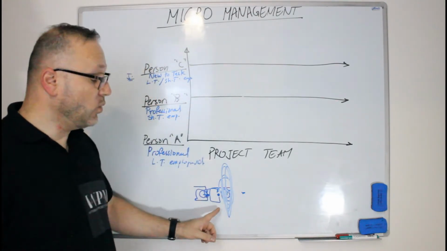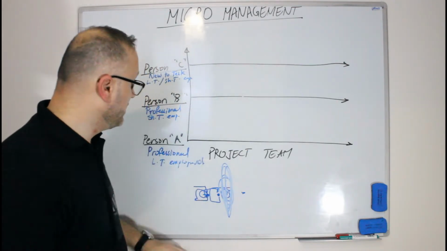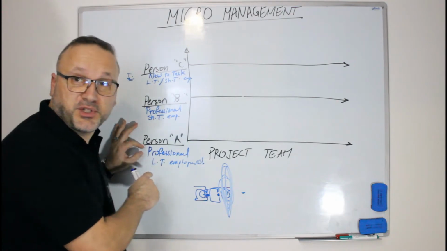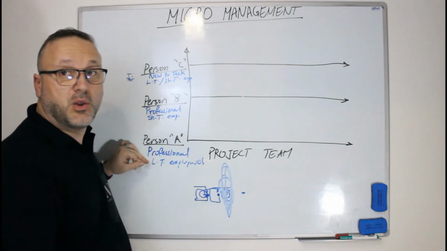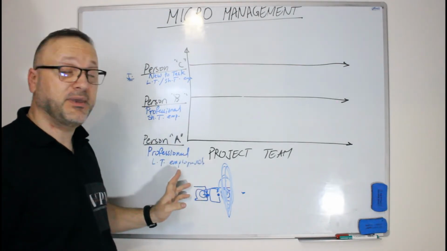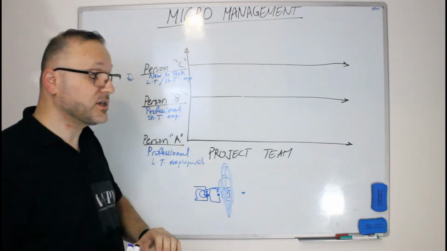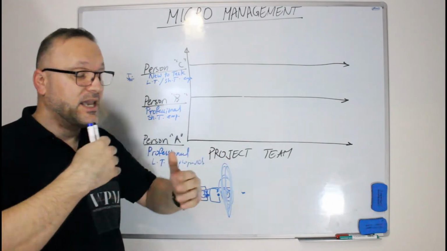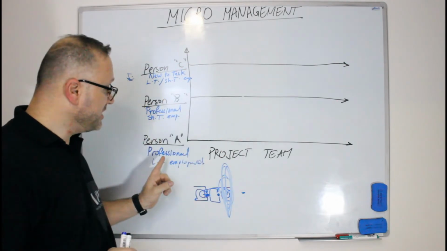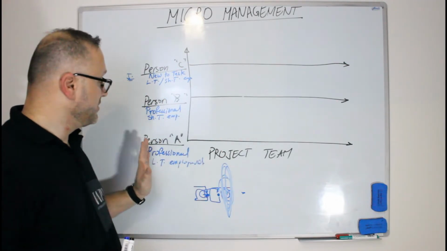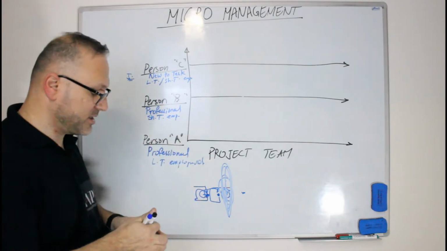So if it's a disadvantage, why are we using micromanagement? Person A is a professional. He knows the task very well and he is long-time employed in your company. That means he knows all your company procedures, you have worked together, you know each other, and the work flows smoothly. If you use micromanagement on this person, you are losing his productivity. This person knows how to do the work.